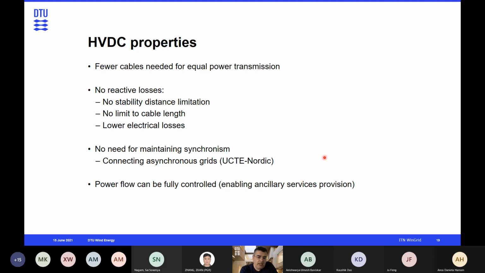But also, from a more active perspective, from a controllable perspective, being DC it can connect asynchronous grids, as I showed earlier, between the UK grid and the UCTE, the continental European one, or the Nordic one in the case of Denmark and Norway. But also, and increasingly important, the power flow can be fully controlled. I'll get back to that with the VSC converters. We can have full control of active and reactive power, so it can also provide a lot of ancillary services or other kinds of reliability services needed for the grid.